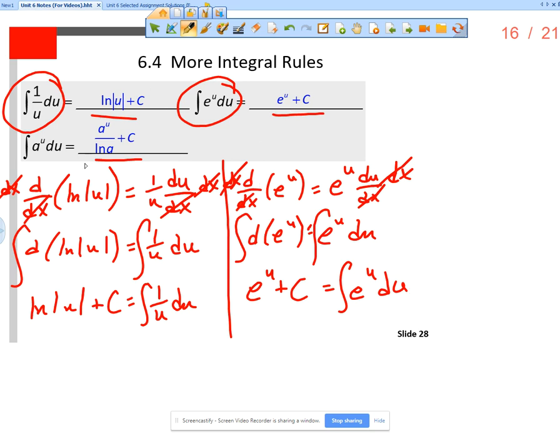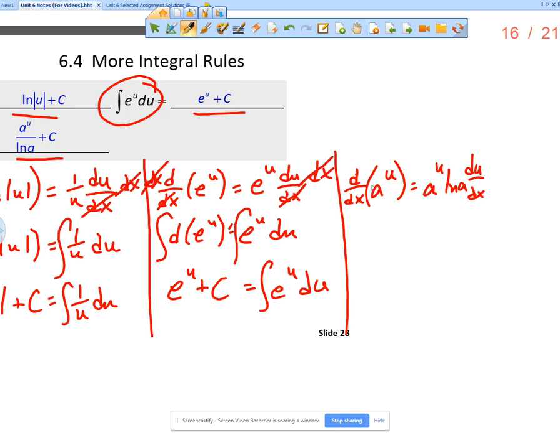All right, and then the last one is a to the u. We recall the derivative rule involving a to the u. d dx of a to the u is equal to a to the u times the natural log of a times du dx. Just like in the last two problems, we multiply both sides by dx, so the dx's cancel out. I'm left with d a to the u equals a to the u times the natural log of a du. Now we would integrate both sides.